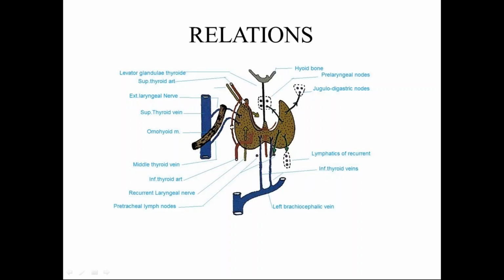So you have one artery and one nerve related at the apex, and one artery and one nerve related at the base. The artery related at the apex is the superior thyroid artery, while the one present at the base is the inferior thyroid artery. The nerve present at the apex is the external laryngeal nerve, while the nerve present at the base is the recurrent laryngeal nerve.